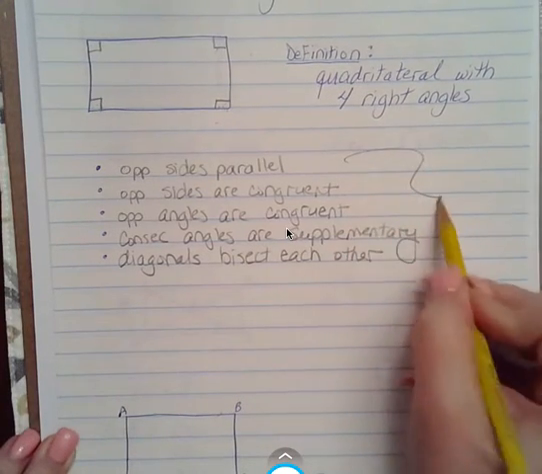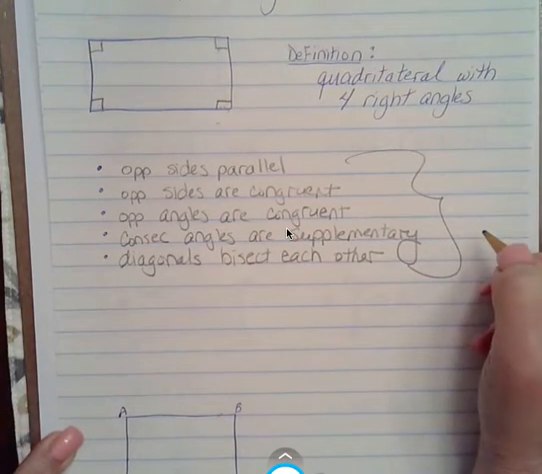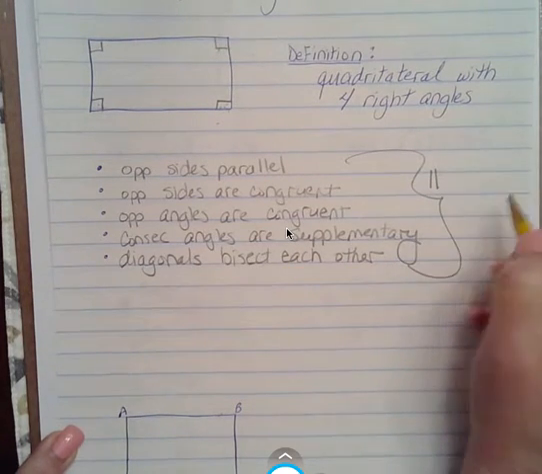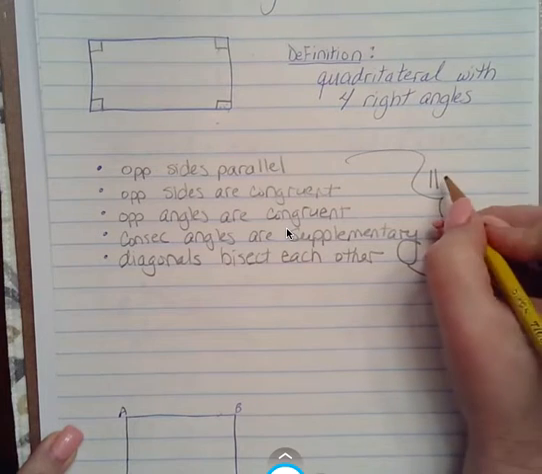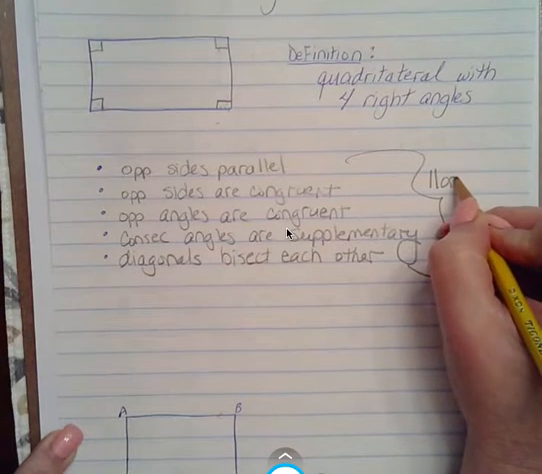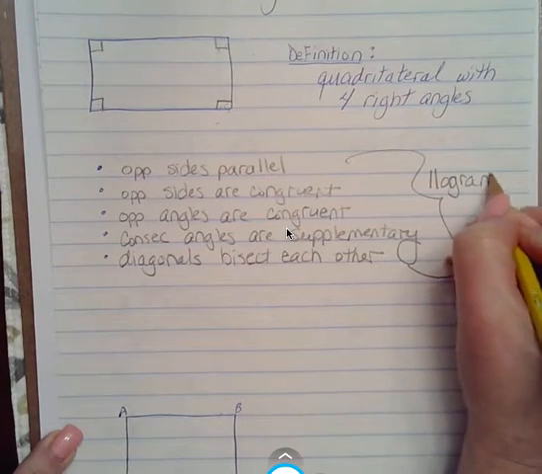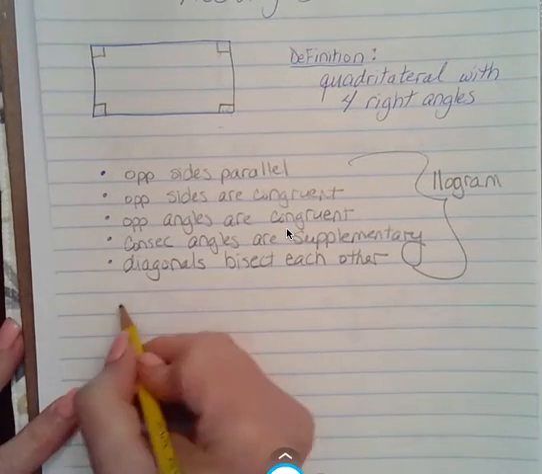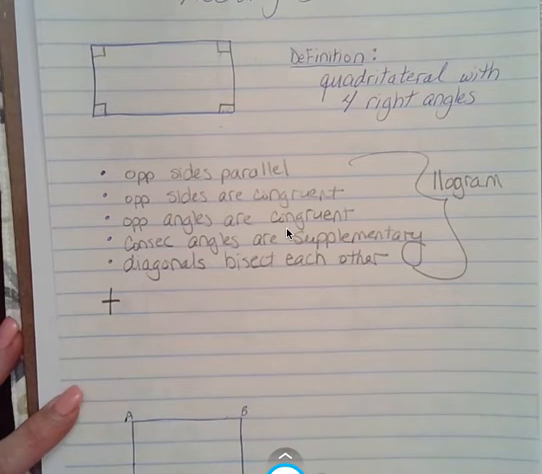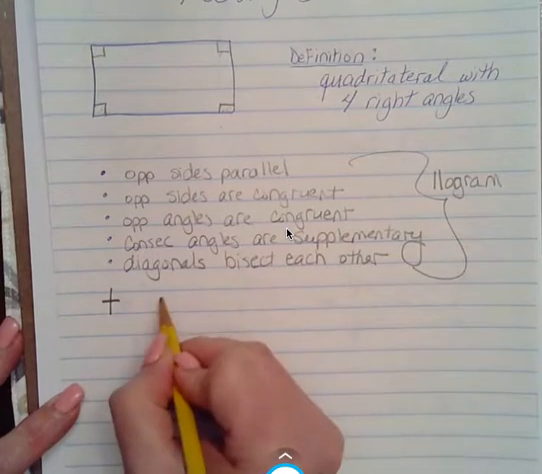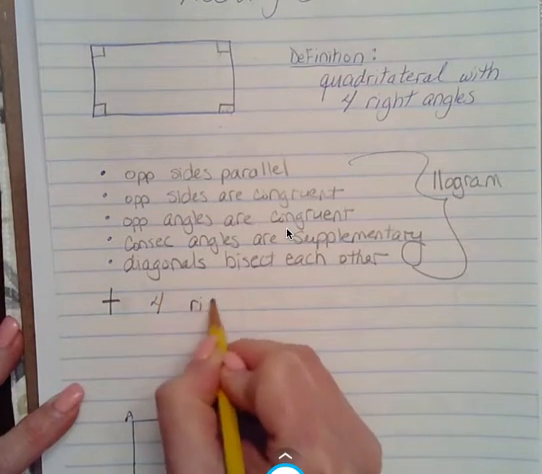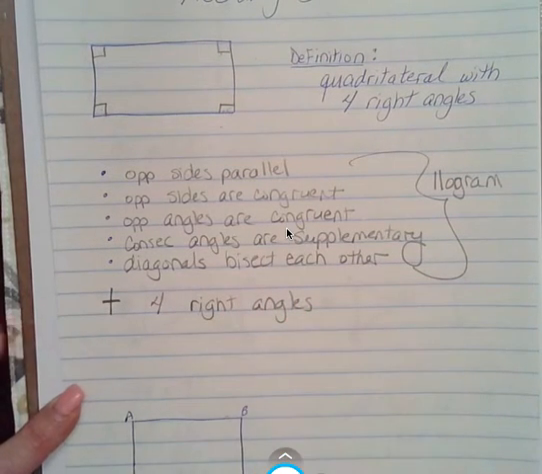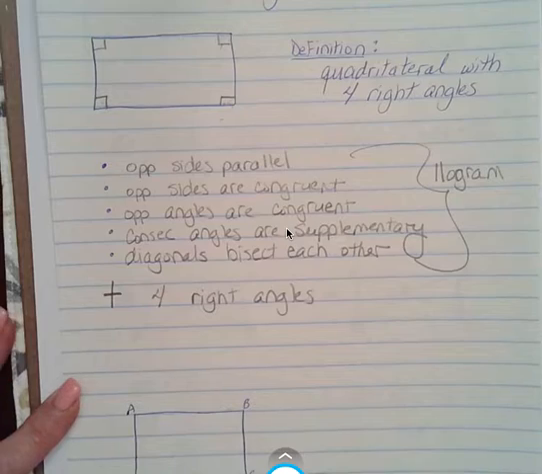So now all of these are parallelogram properties. Here's my abbreviation for parallelogram. Feel free to use it. The symbol for parallel, ogram, O-G-R-A-M, parallelogram. So all of these parallelogram properties plus the couple of new ones, like 4 right angles, which of course is the definition.